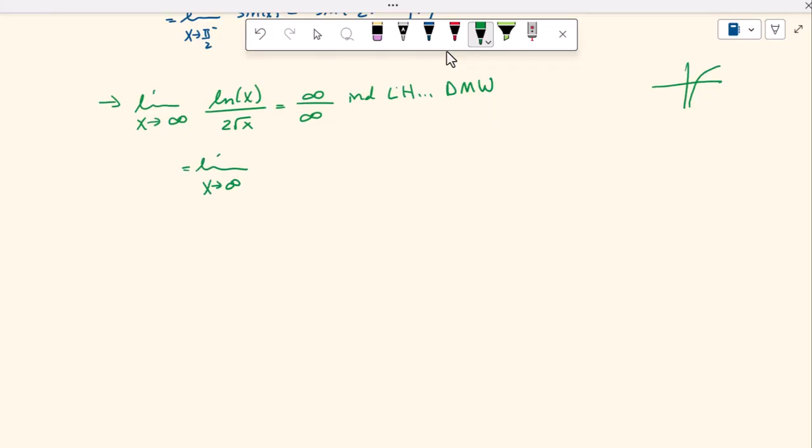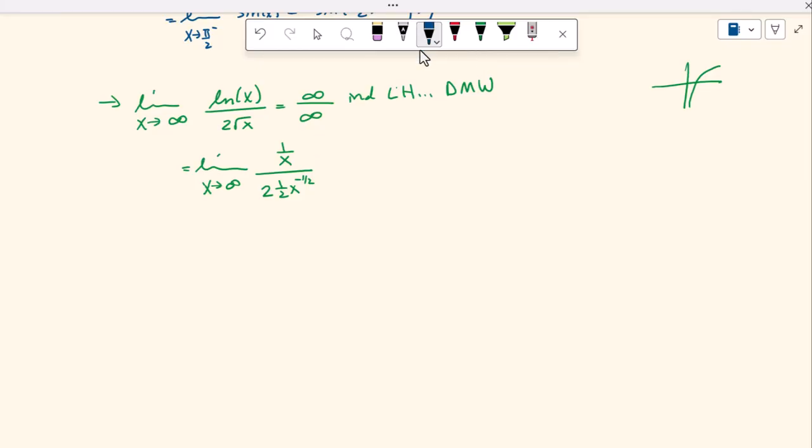Okay, the natural log of x. The derivative of the natural log of x is 1 over x. The derivative of x to the 1/2 is 1/2 x to the negative 1/2. So that's the derivative of this piece right here, down here. And if you're not sure how to get that, you would rewrite square root of x as x to the 1/2 and then take the derivative.